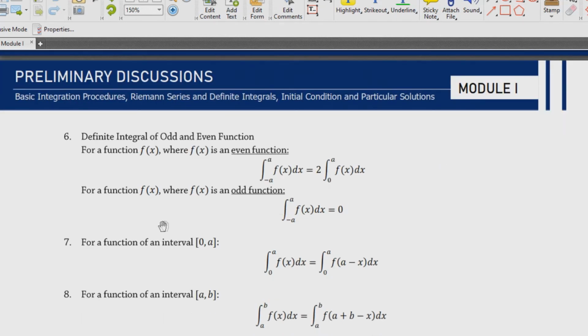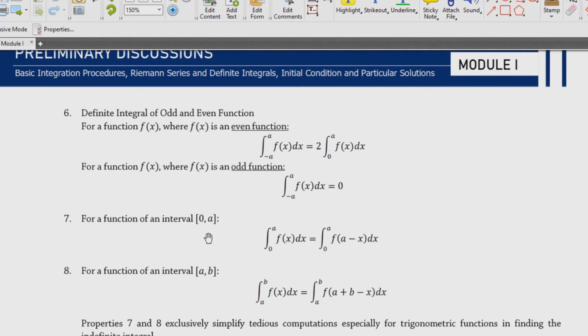In number 7, it says that if you have a function on the interval 0 to a, so that is the expression of the antiderivative, you can actually use your constant here and then subtract x from that, and then you should be able to get the same result. Now to prove this equation, let's have an example. So let's take the integral from 0 to 5 of, let's say, x squared plus x dx. Okay, let's simplify it.